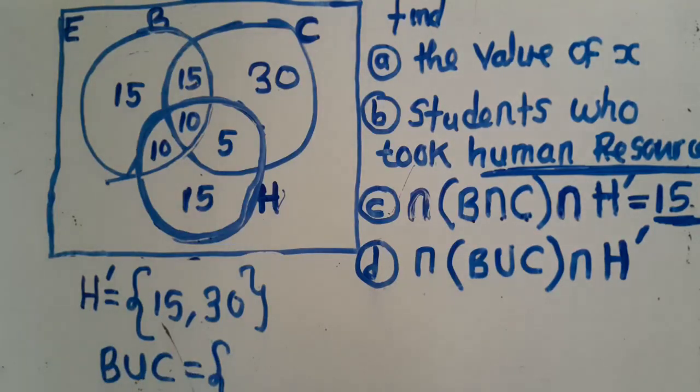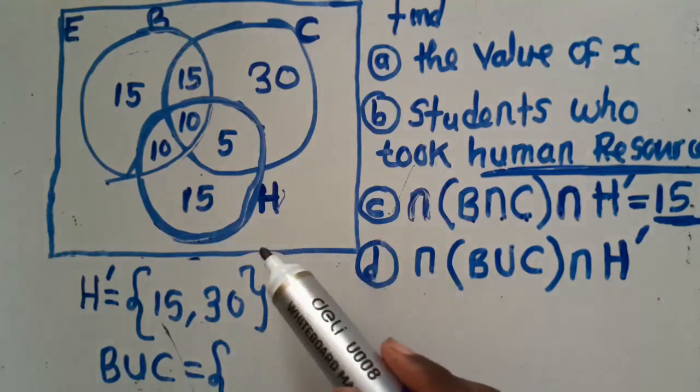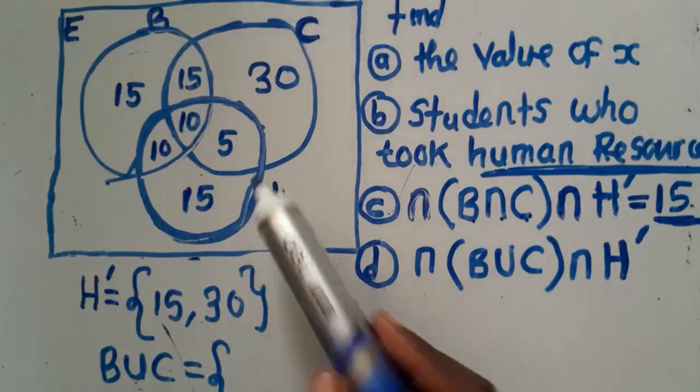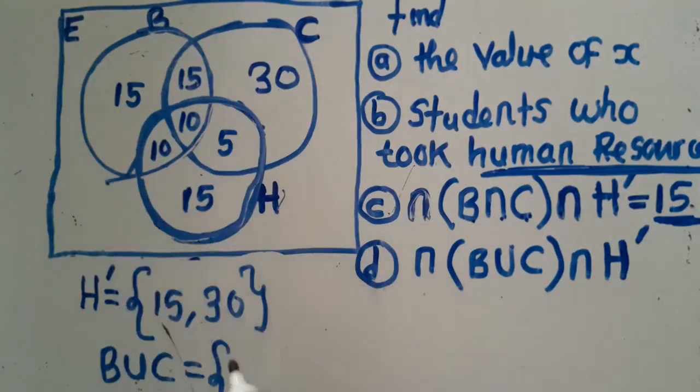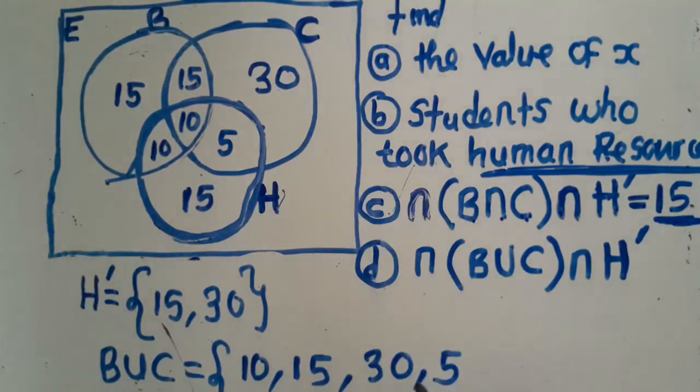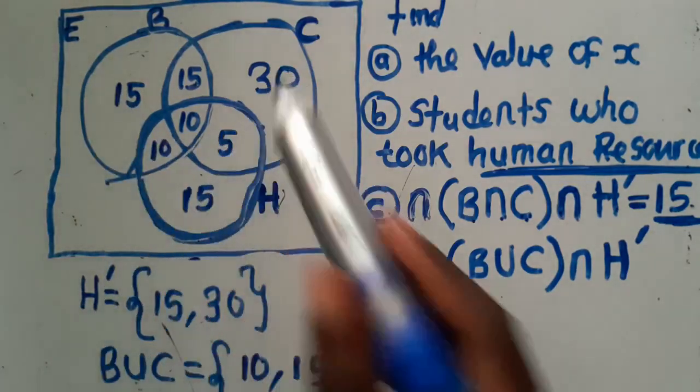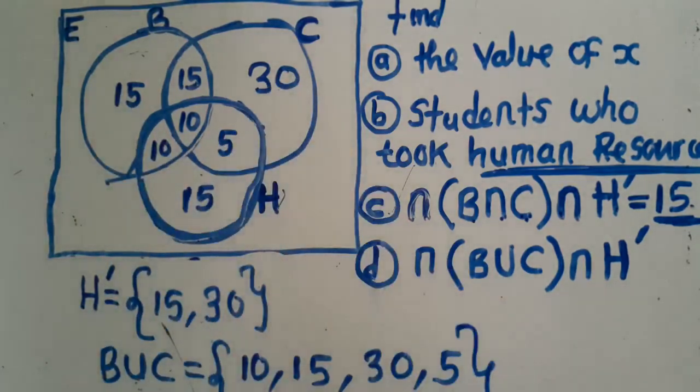B union C. This is the B union C. Have you seen everything? So we've got 10, we've got 15, we've got 30, we've got 5. Have you seen? This is what we have: 15, 10, 5, 30. You don't repeat a number twice.